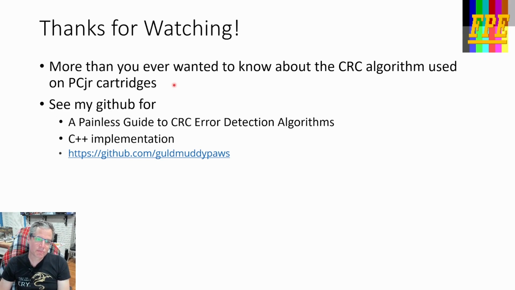Hopefully this will help somebody. If you've got any other CRC algorithm that's similar, maybe with a different polynomial, you can figure out what it's doing or even do your own implementation based on that.